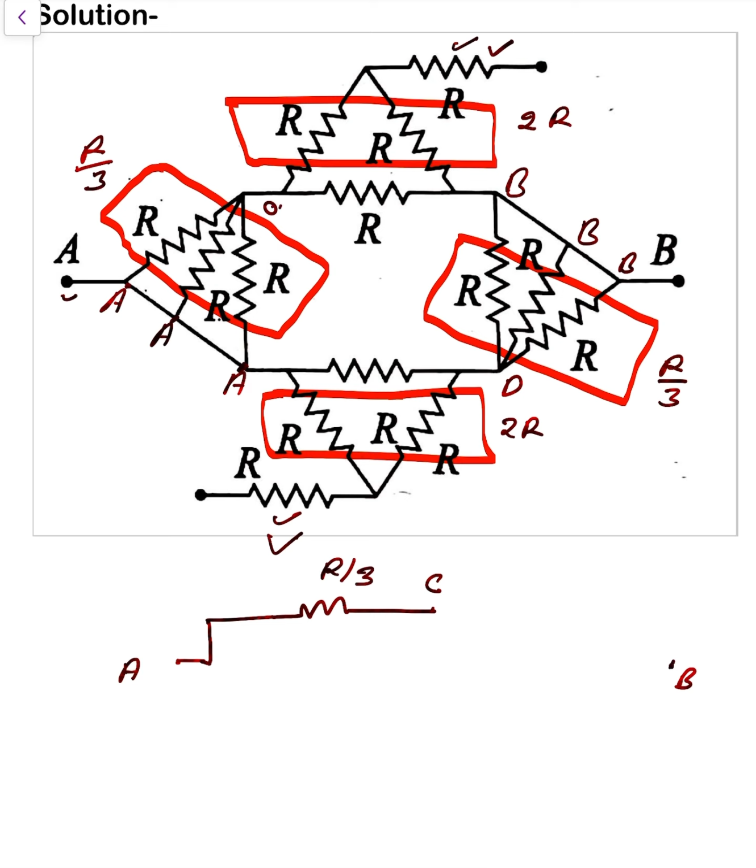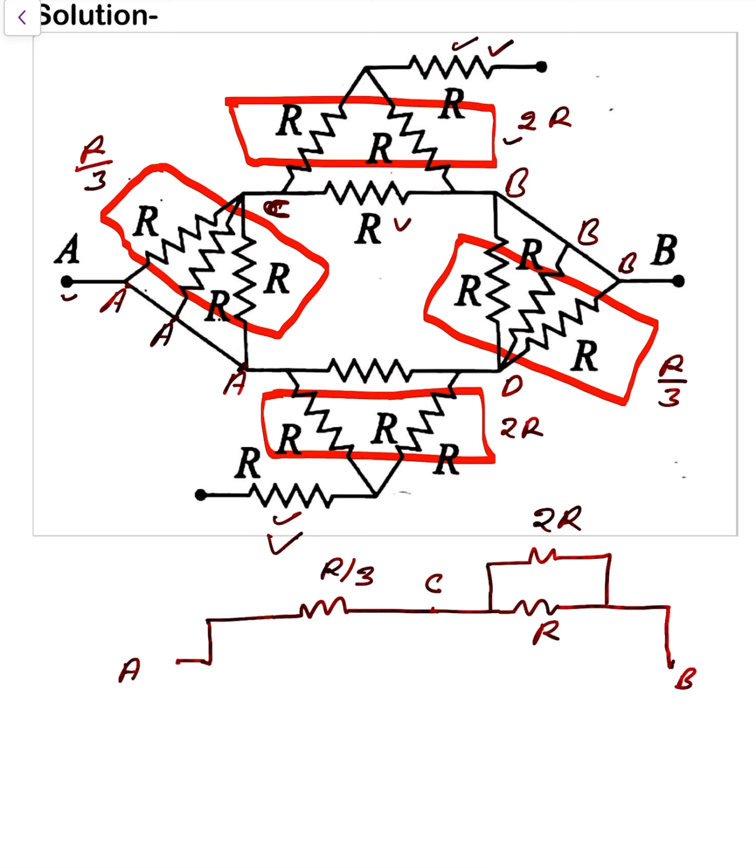And after that, C to B. That point is C. C to B, this one is 2R and this one is R. This is R and that one is 2R combination.